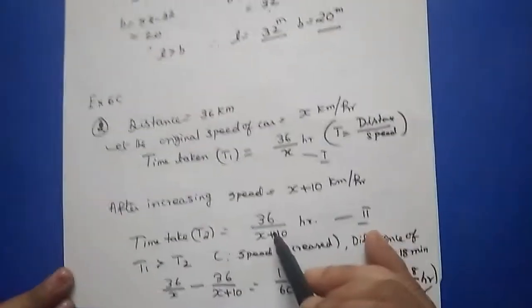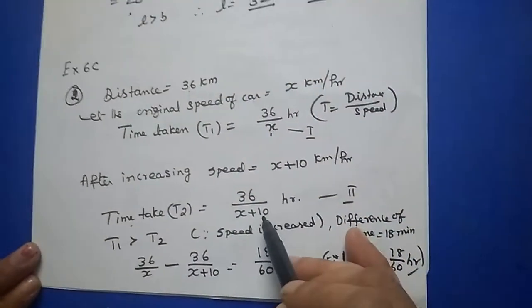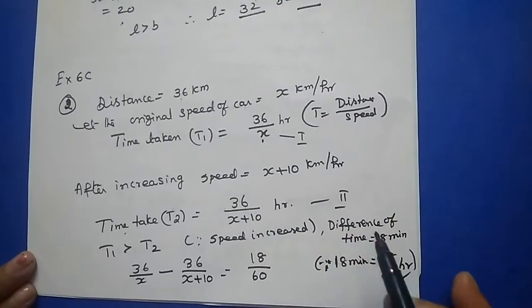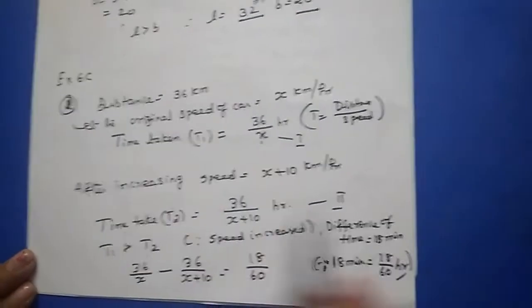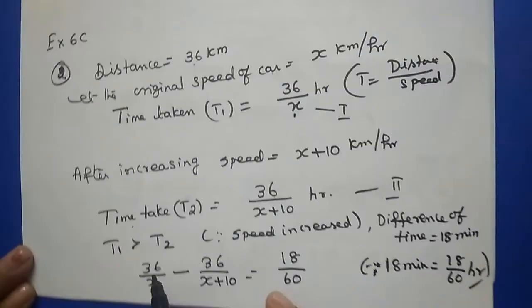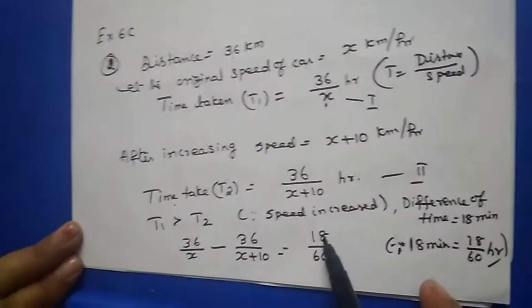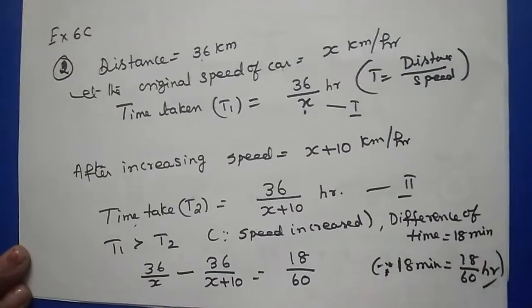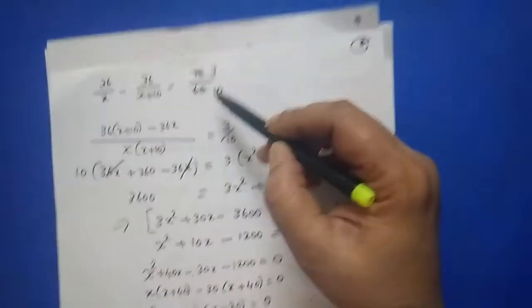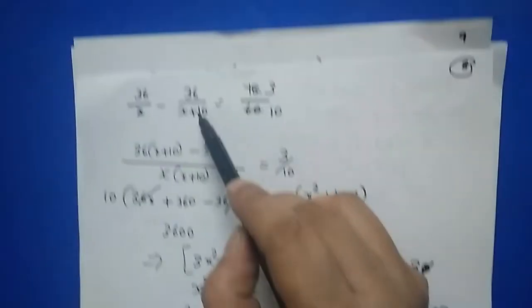Now, you have to compare here. Here speed is less, so time will be more. Here speed is more, time will be less. So, the difference of time is given 18 minutes. So, the equation is T1 minus T2 is equal to 18 minutes. 36 by x minus 36 by x plus 10, 18 minutes, you take it as 18 by 60. Now, 18 by 60 you can simplify as 3 by 10. So, the equation becomes 36 by x minus 36 by x plus 10 is equal to 3 by 10.